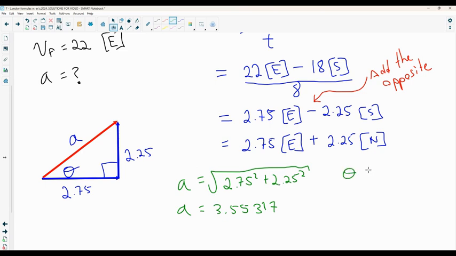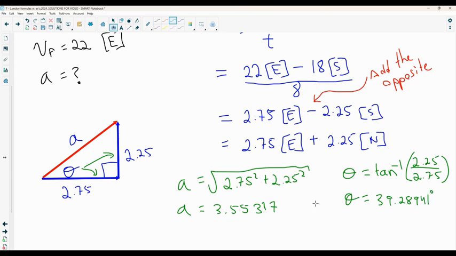Okay, let's do our tan ratio. So we'll say theta is tangent inverse. Tangent is opposite over adjacent. So we're going to say 2.25 divided by our adjacent, which is 2.75. When we work that out, we end up with an angle of 39.28941. Okay, so now we can write our final answer, right?